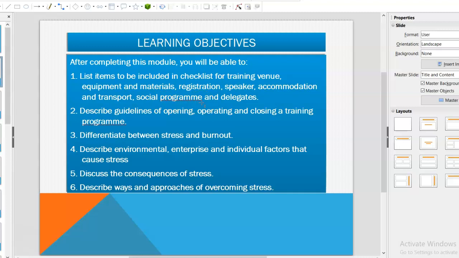Then part 2, students should be able to describe guidelines for opening, operating, and closing a training program. Then part 3, which deals with stress, students should be able to differentiate between stress and burnout, describe the environmental, enterprise, and individual factors that cause stress, discuss the consequences of stress, and lastly, describe ways and approaches of overcoming stress.